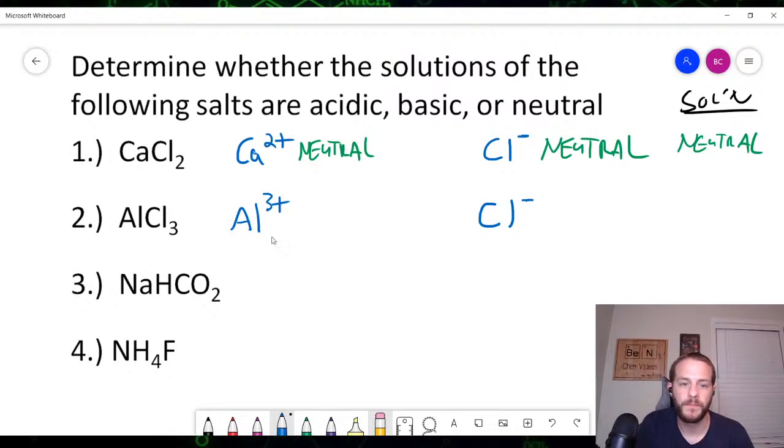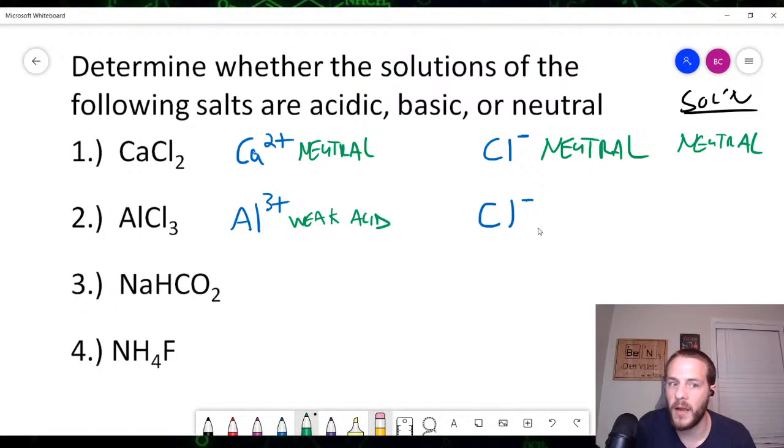Al3+, well, is that the counter ion of a strong base? Is that the conjugate acid of a weak base, or is it a small, highly charged metal? This one, like we just saw in the previous slide, is a small, highly charged metal. And so this one is going to behave as a weak acid.